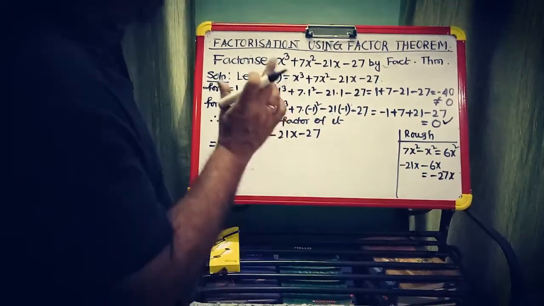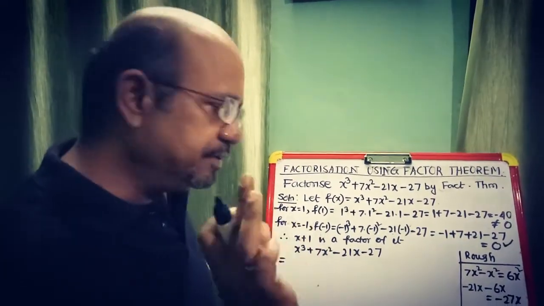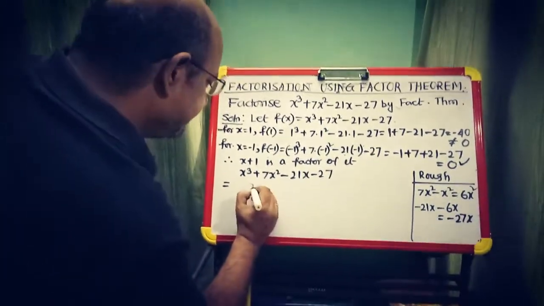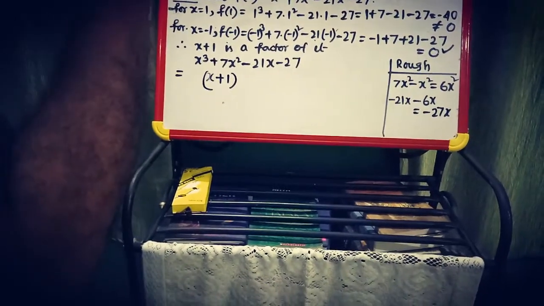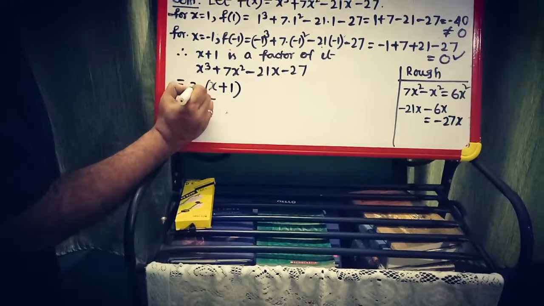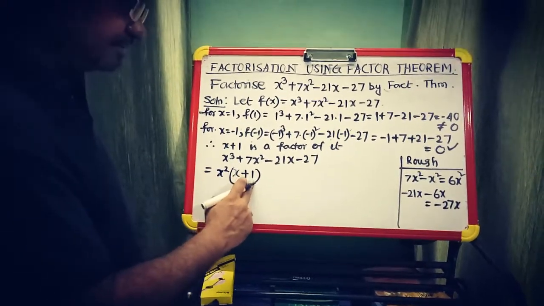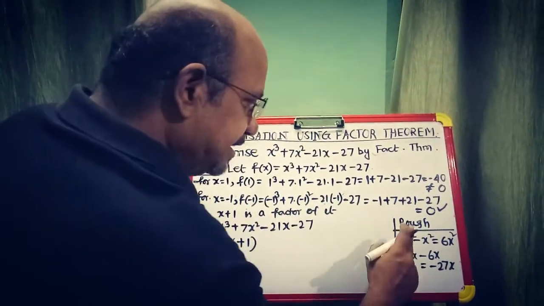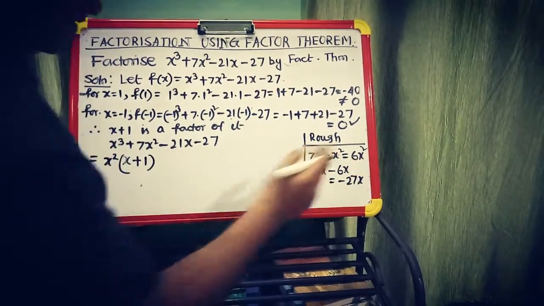Now, with this known factor, we will begin the process of factorization. We already know x plus 1 is a factor of it. Write x plus 1. The method is the same. With which quantity will you multiply x plus 1 in order to get x cube? Obviously it is x square. So x square into x plus 1 gives x cube plus x square. You have got plus x square, you need 7x square. 7x square minus x square, so you require 6x square.